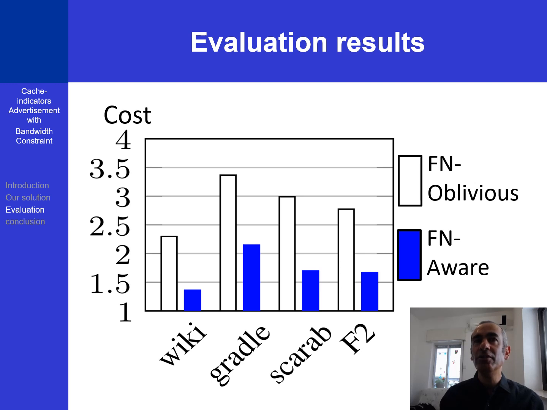The figure shows the expected cost of a data access for several commonly used real-world cache traces. The white rectangles show the cost obtained by state-of-the-art false negative oblivious access strategy, while the blue rectangles show the costs obtained by our false negative aware algorithm. The figure shows that our algorithm obtains much lower costs for all simulated traces across the board.